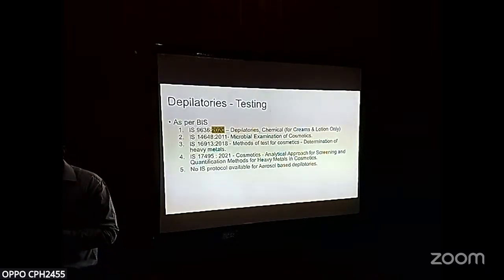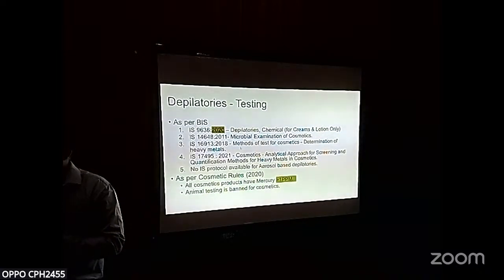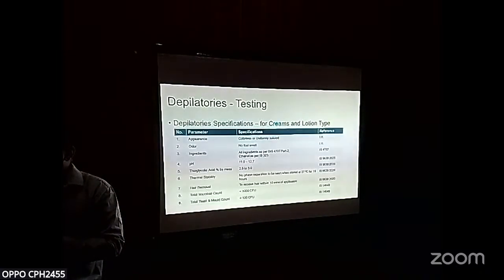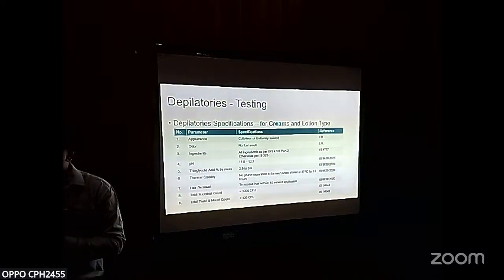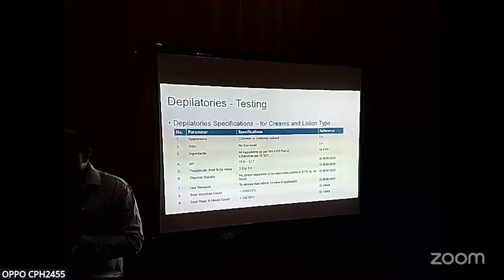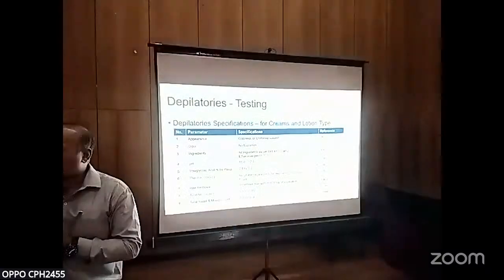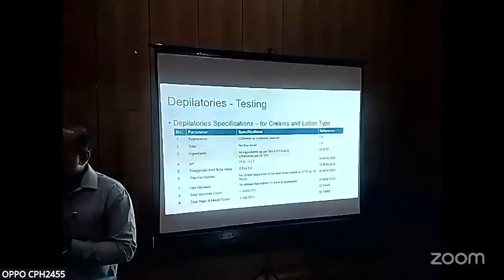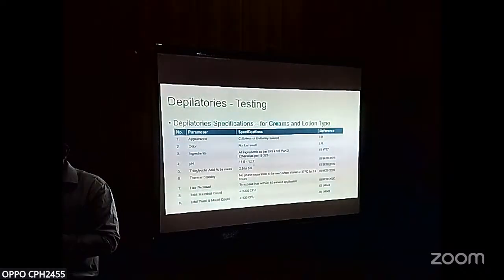So there is a standard for this. For depilatories, IS 9636 is available, and other standards for microbial examination and metals are to be updated. And these are the specifications given for the cream and lotion type, or even the waxes. The major ingredient in all of these depilatories is thioglycolic acid, and the BIS mandates that the thioglycolic acid is present at a minimum of 2 to 5, and the pH of the entire solution has to be in the range of 11 to 12.7, so the end user is able to extract the hairs properly.